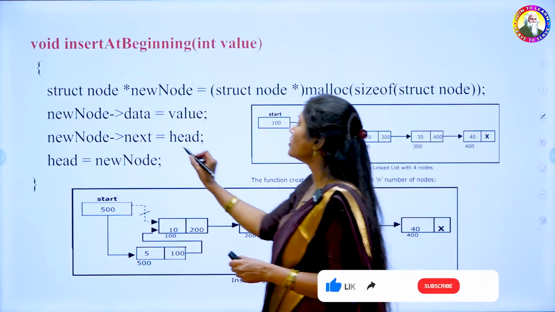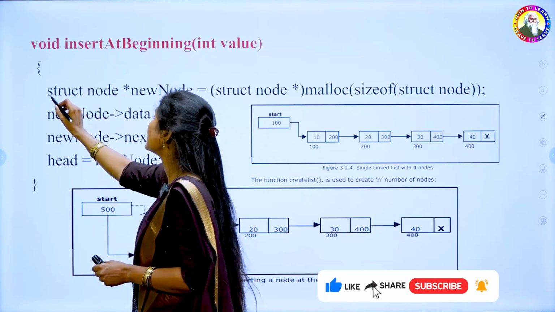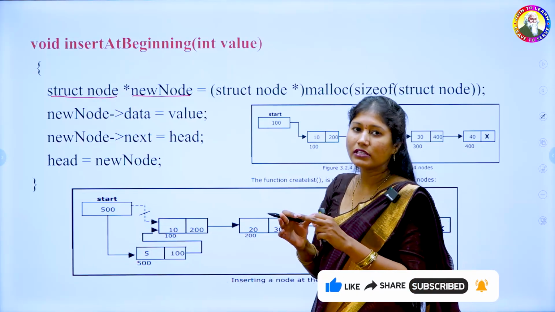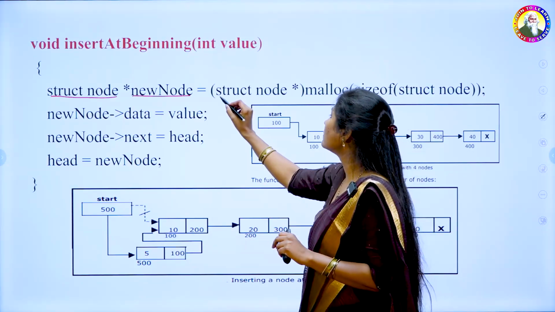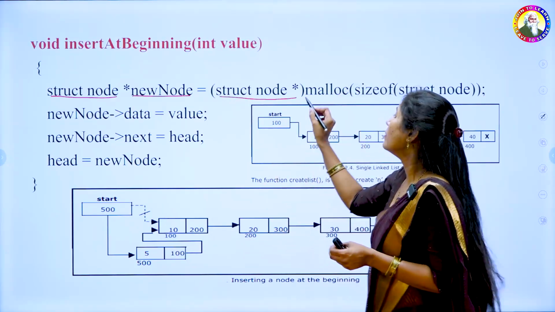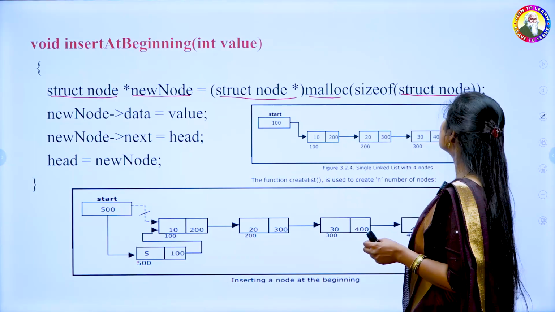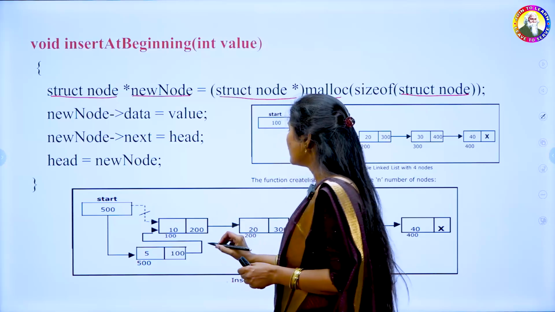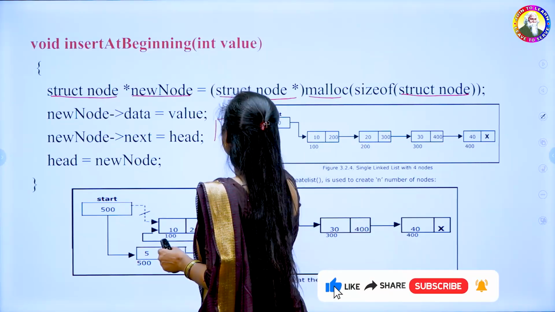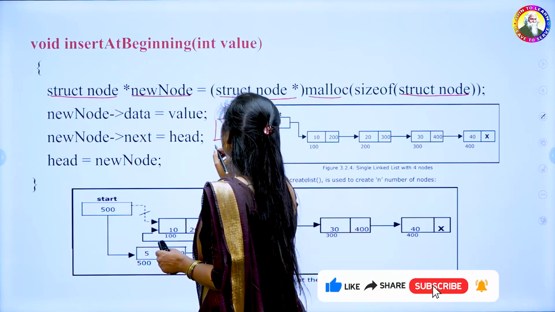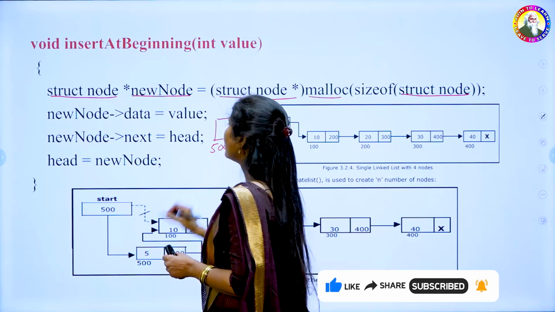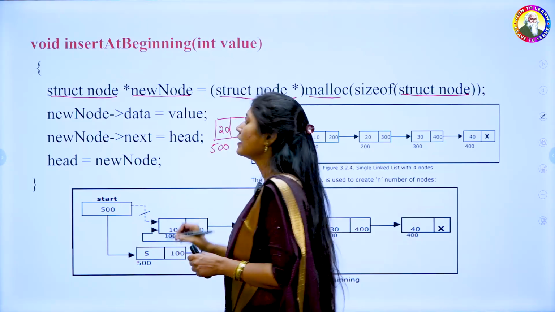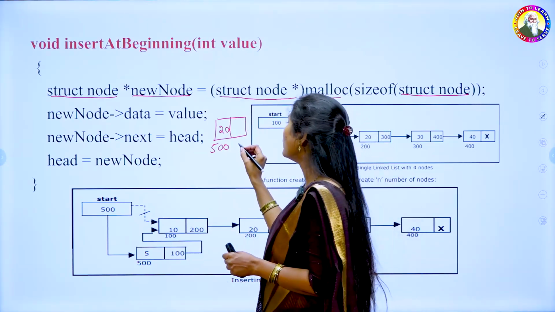Now see how the memory must be allocated. Already we have decided that struct node pointer, new node. I need to allocate the memory for this new node, and in this one the prototype must be there, memory allocation, and how much size must be declared, should be declared like this. After this one, the new node is created. The new node is created with the 500, and in this one new node data equal to some value, and the new node next equal to head.